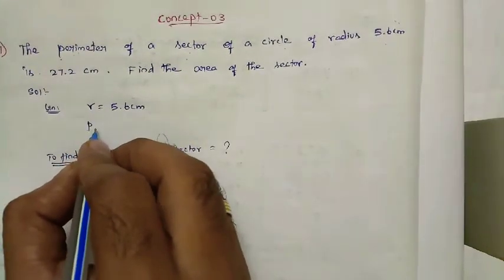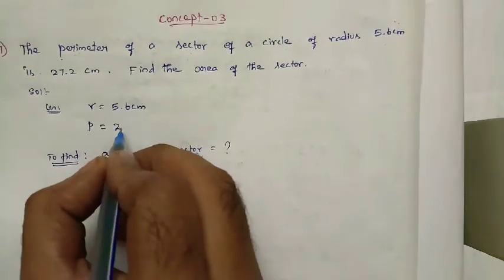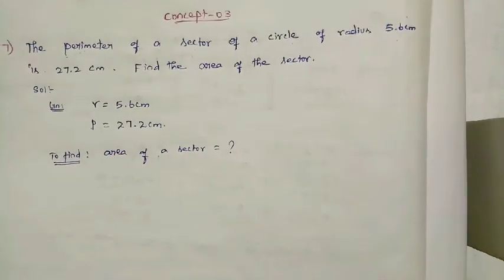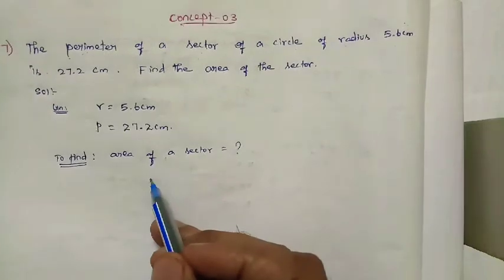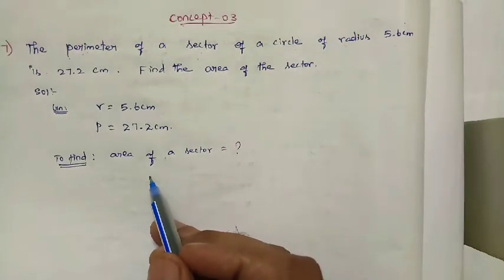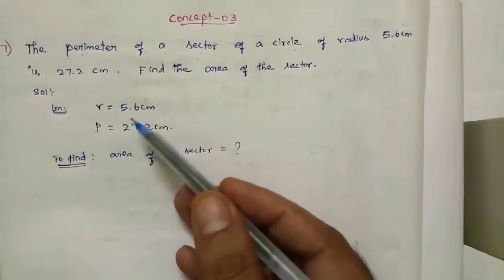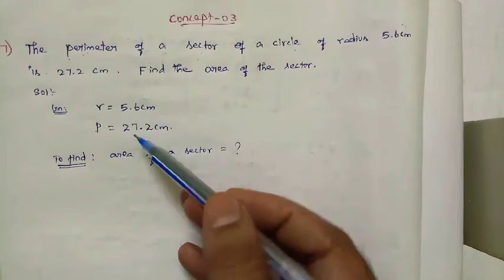The perimeter of a sector, I am denoting perimeter as P. P is equal to 27.2 centimeter. But for finding the area of a sector, what things do we need? Theta and radius, right? But we are having only radius, there is no value for theta. We don't know the value of theta.